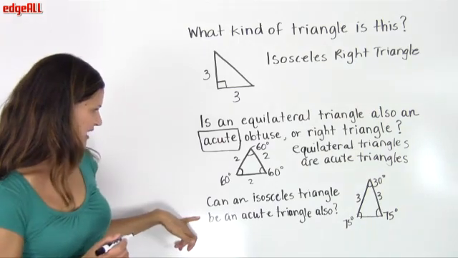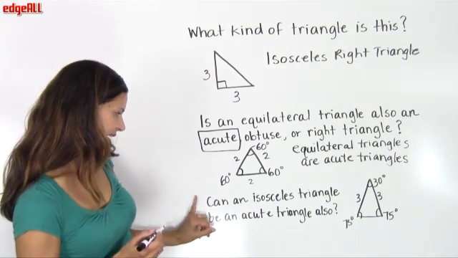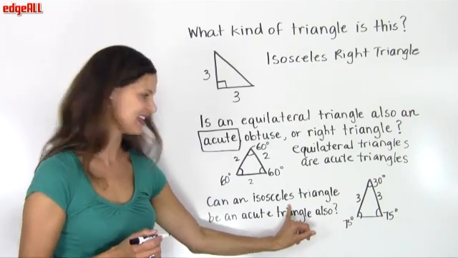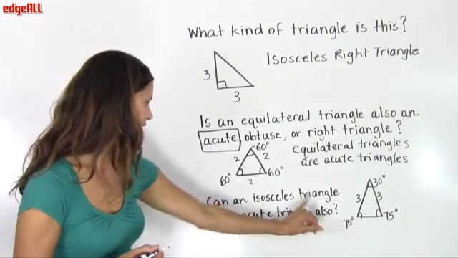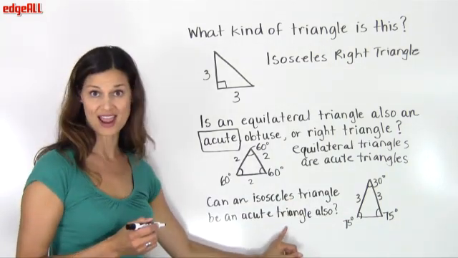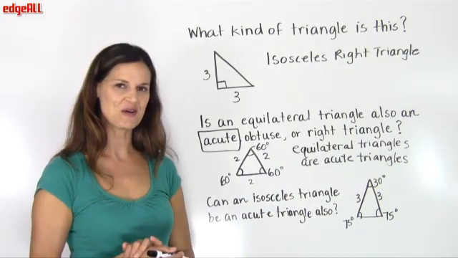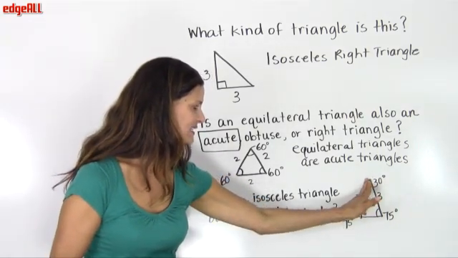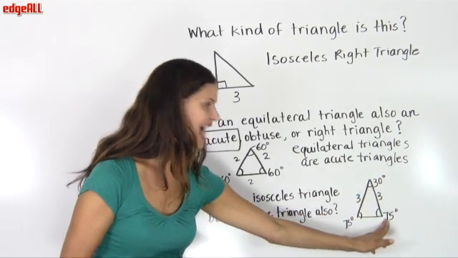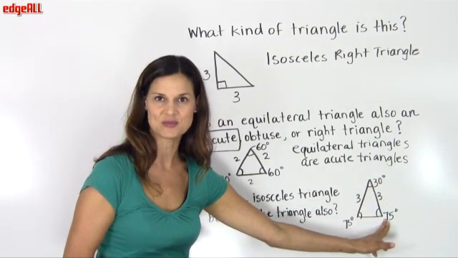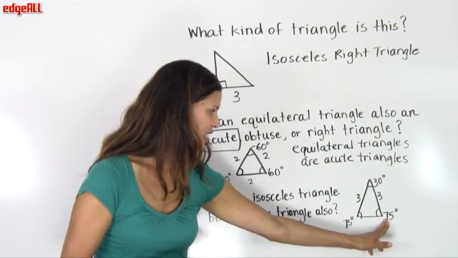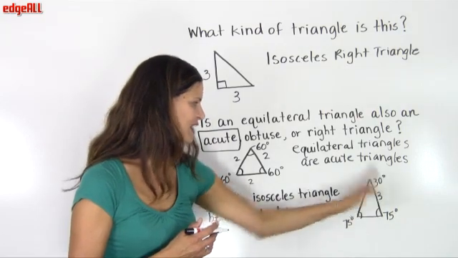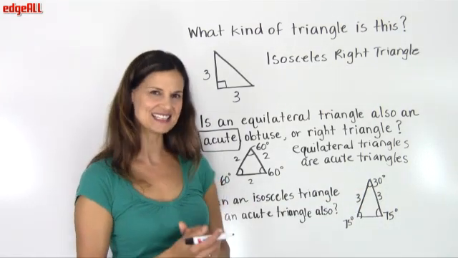In our third example here, it's asking us, can an isosceles triangle, so 2 sides being the same length, can an isosceles triangle be an acute triangle also? And the answer to that question is yes. Let's take a look at this triangle I have drawn here. I can see that I have 2 sides given as 3 units of measure, which means they're the same length as each other, meaning that it's an isosceles triangle. 2 equal lengths makes it an isosceles triangle.